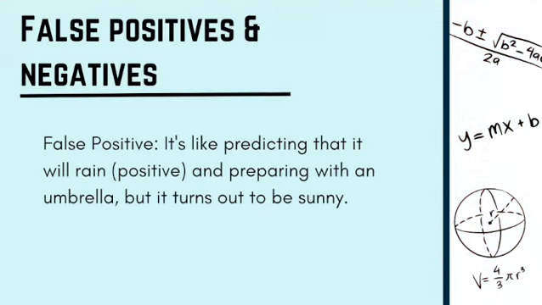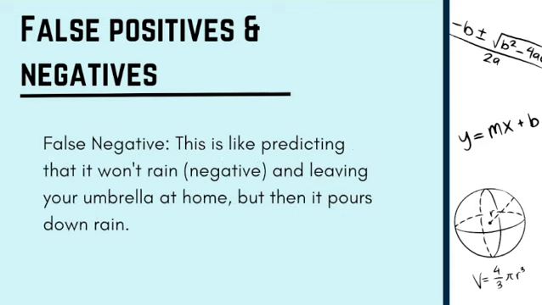False positives and negatives. A false positive is like predicting that it's going to rain, which is positive, and preparing with an umbrella, but it turns out to be sunny. In predictive validity, a false positive is when your prediction says that something will happen, like a student will perform well in grad school based on their GRE scores and their GPA, but in reality, they don't perform well. A false negative is like predicting that it won't rain, negative, and you leave your umbrella at home, but then it pours down rain.